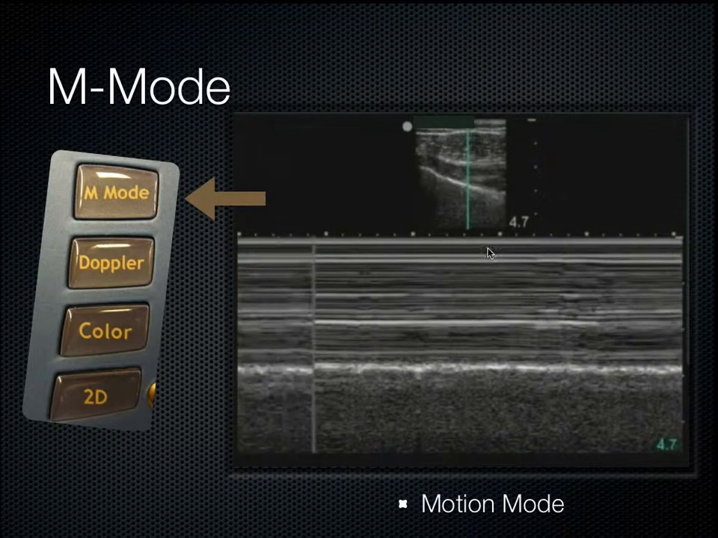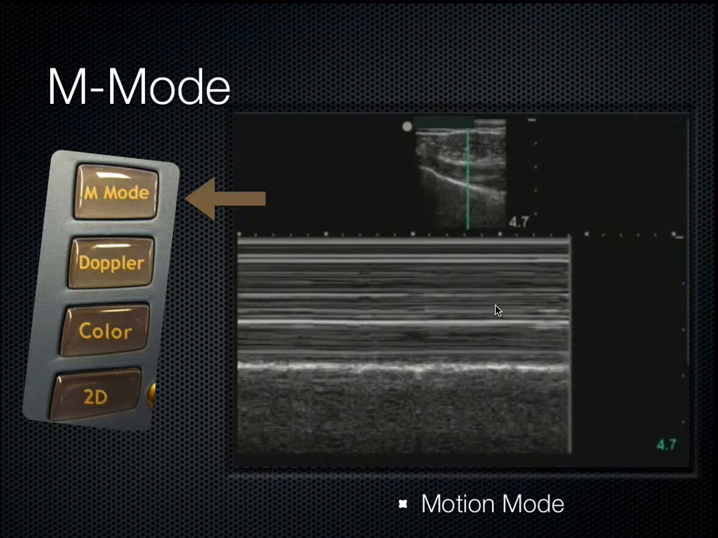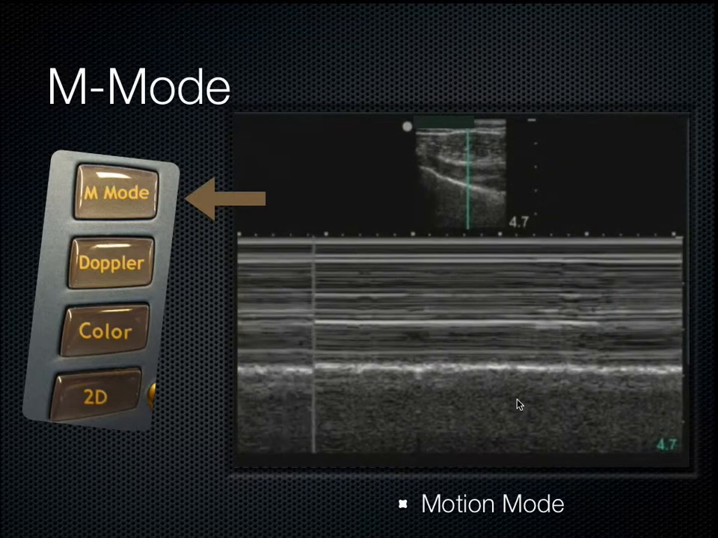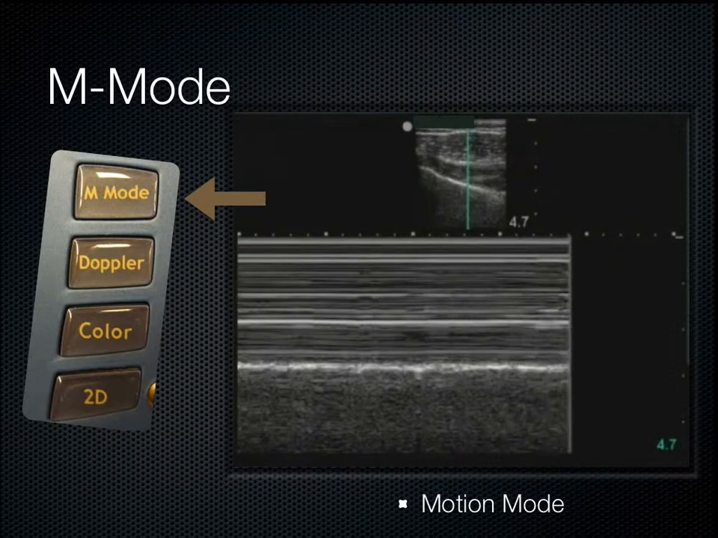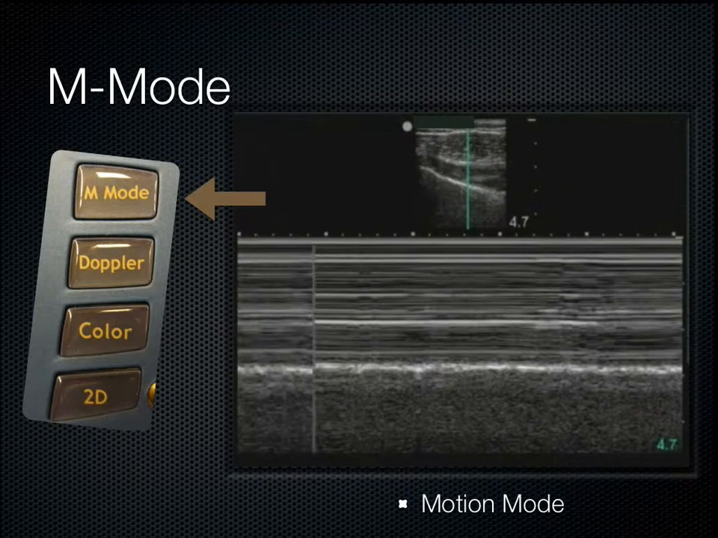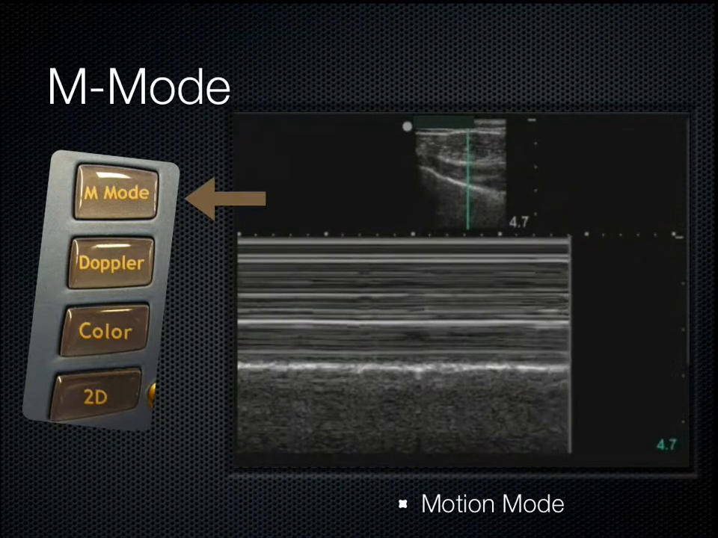This is the lung, and stuff that's not moving is very horizontal on M mode, whereas stuff that's moving is granular appearing on M mode. So it's a way to differentiate things that are moving from things that are not moving on the screen. That's one very rudimentary way to think about M mode.